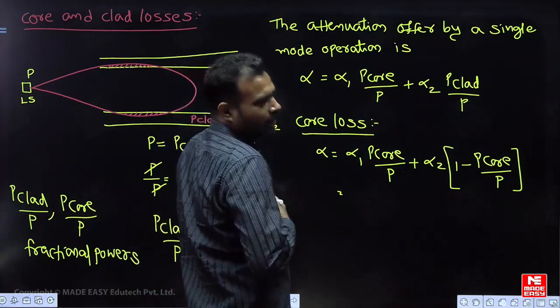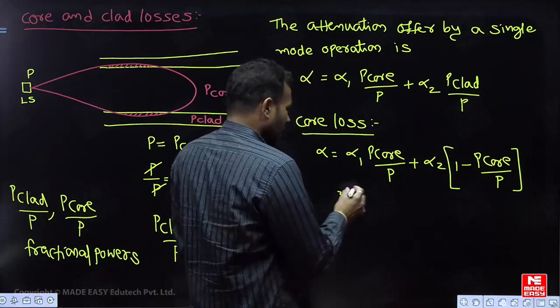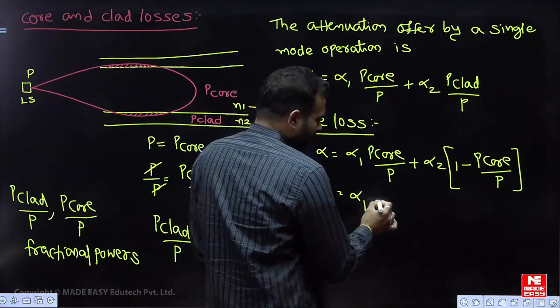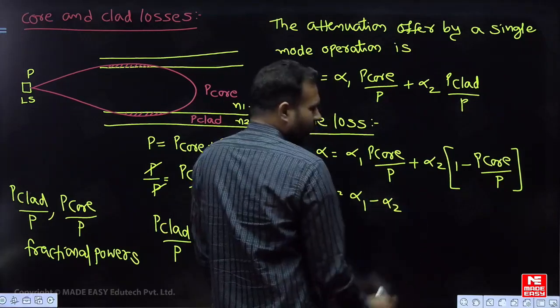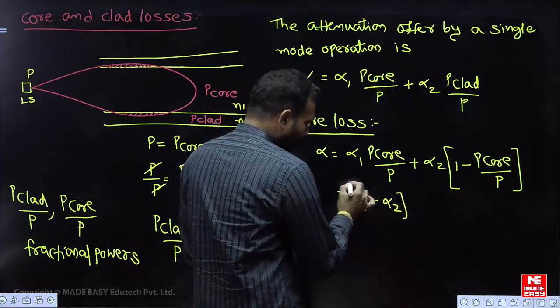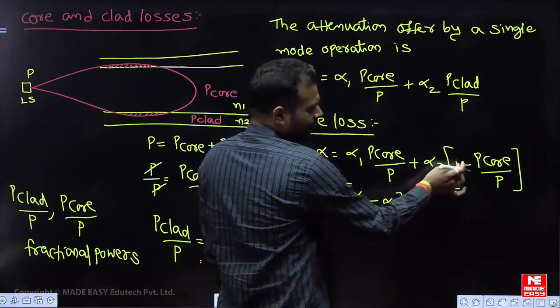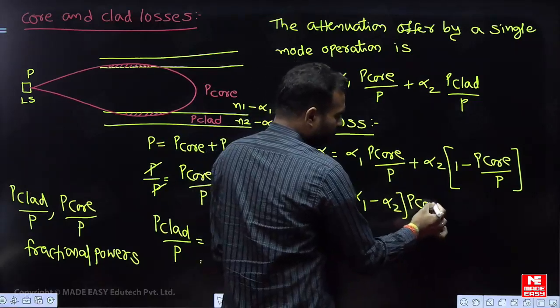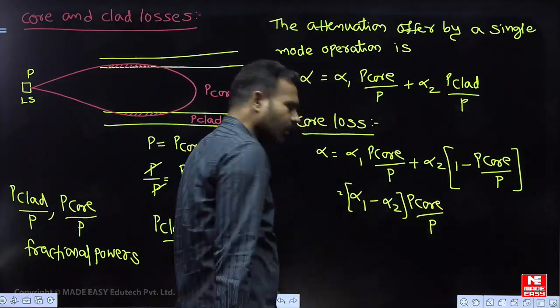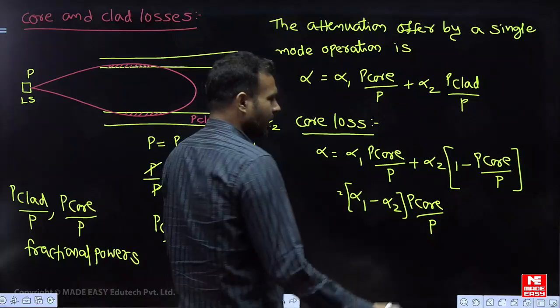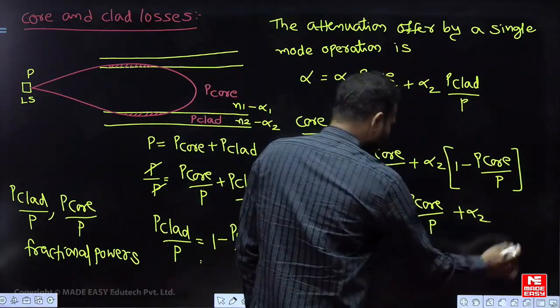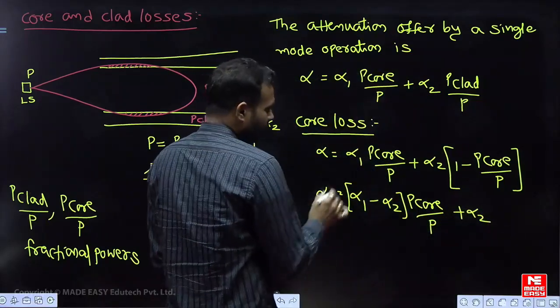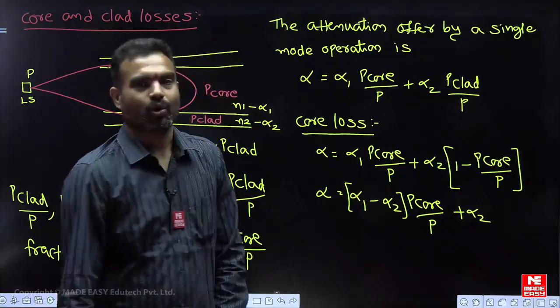Now see here. Take P core by P common. Then we get alpha 1 minus alpha 2. So alpha 1 plus alpha 2 minus alpha 2 into P core by P. We took P core by P common. Plus alpha 2, and this is called alpha, which is called core loss. This loss is called core loss.